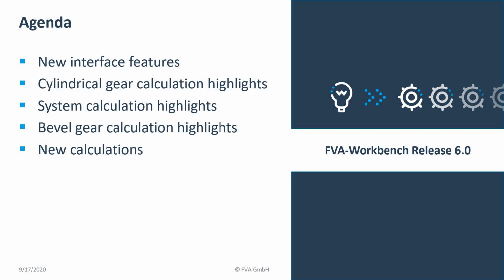So the FVA Workbench is a ready-to-use software solution for the application of research knowledge from the FVA network. A quick look at what we'll be talking about today. We'll start with some new interface features, move into calculation updates, starting with cylindrical gears, and then system calculations, and then updates to bevel gear calculations, and then we'll talk about some new calculations in version 6.0.